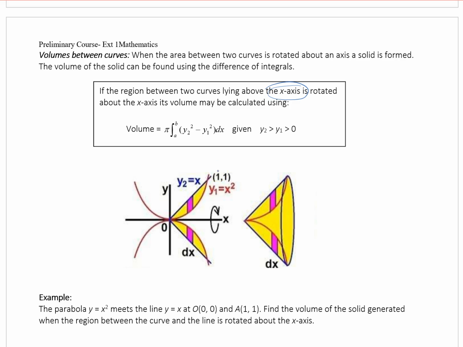I'll leave the video at that and do the example in another video. Please make sure you understand what's happening here and why it's top minus the bottom, why it's squared. And I will talk more about why the pi is there, like I said, later.